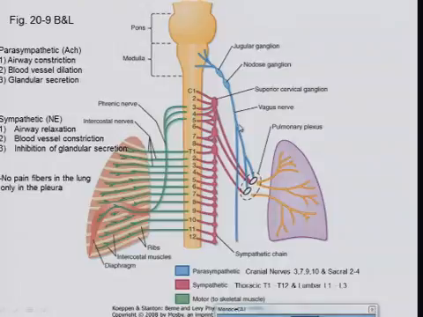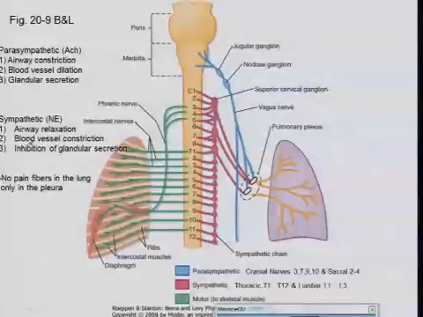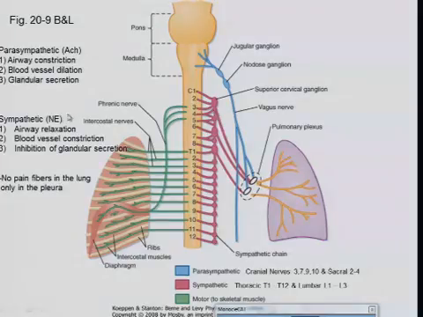Okay? It's important just to remember those three things that occur from the parasympathetic system, and remember that that's primarily through the vagus, and that comes down and then branches and innervates the lung as well as the blood vessels and the glands within the lung. And we'll see some other pictures that show that innervation, but make sure you understand these are the major functions of the parasympathetic system.